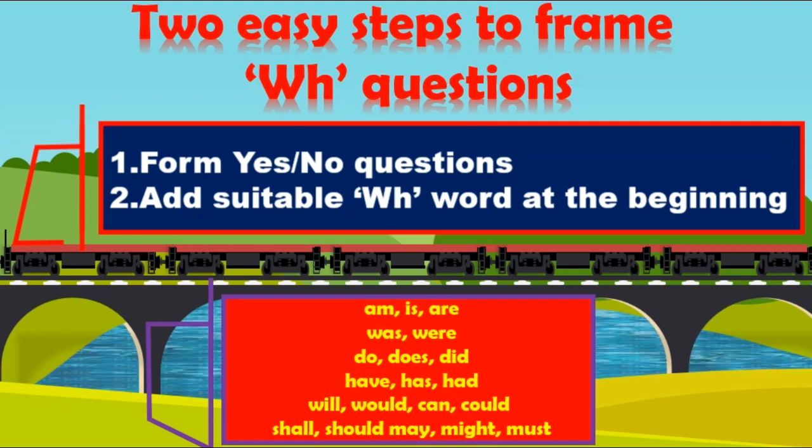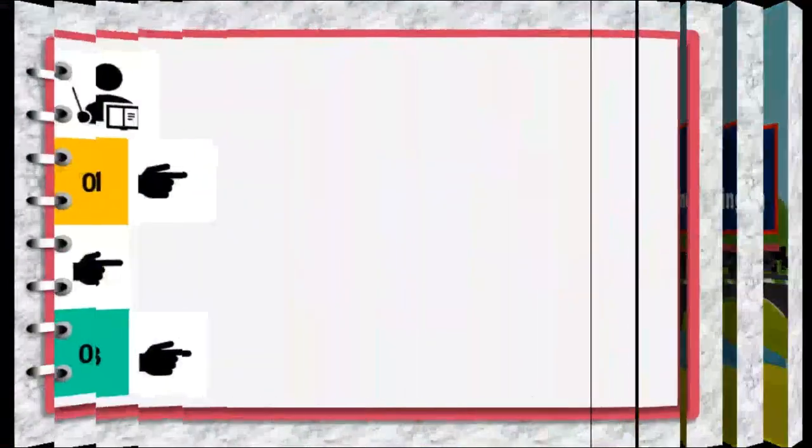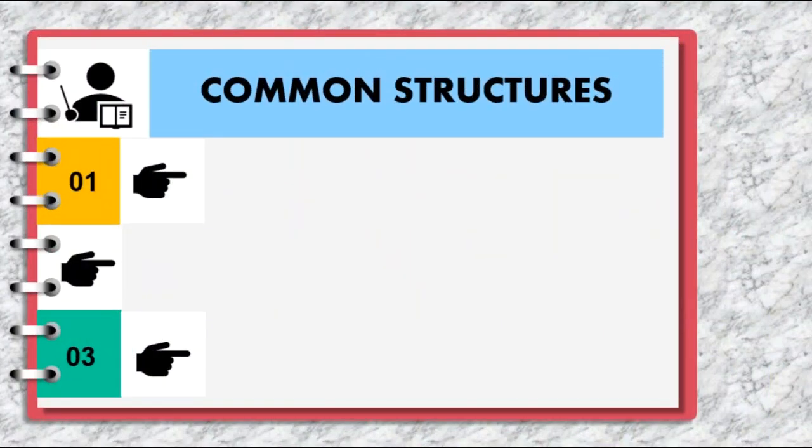The second step, add suitable WH word at the beginning of yes or no question. Then you can have complete WH questions. Before making WH questions, we have to understand the common structure of WH questions.